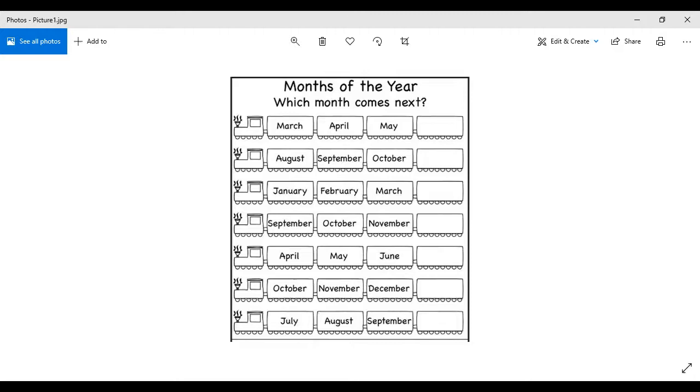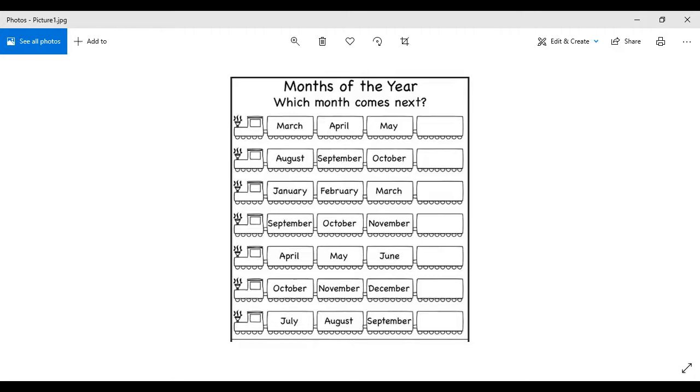Then if we start from September, we have September, then October, then November. What comes after November? It's December. Excellent. And what are the spellings of December? December. Very good. Okay. Should we move forward? Excellent. Okay. So then we have April, May, June. And what comes after June? It's July. Excellent. And what are the spellings of July? July. Very good. Okay.